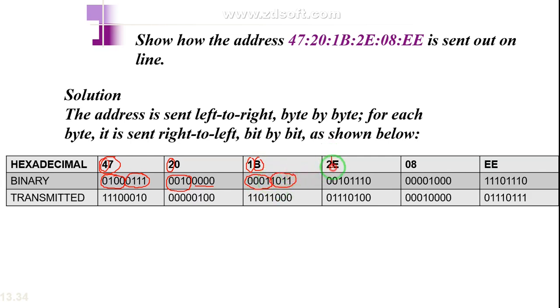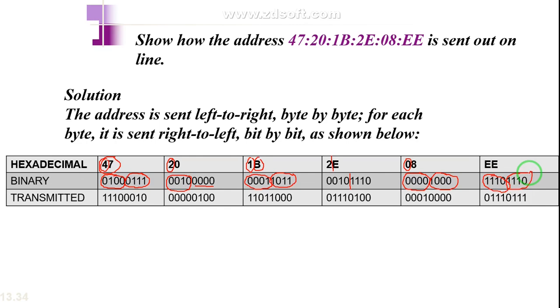Similarly, you have to find the binary equivalent of 2, which is 0010. Binary equivalent of E is 1110. 08, that is binary equivalent is four zeros, and 8 is 1000. And next it is your EE, so binary equivalent of E is 1110, and similarly it is also 1110. Now how is it going to be transmitted, guys?